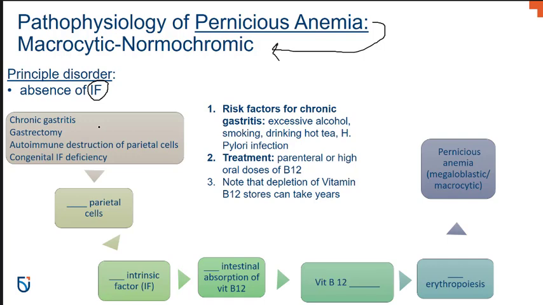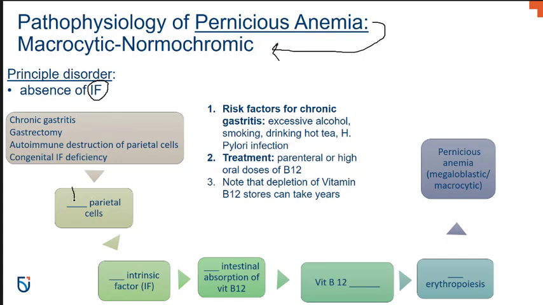Gastrectomy: if somebody has part or all of their stomach removed, then they have less or no cells available to produce the intrinsic factor. There is an autoimmune condition where the body attacks its own parietal cells, and if the parietal cells have been attacked, they can't produce intrinsic factor. And then you can be born with an intrinsic factor deficiency where those parietal cells just do not normally produce enough intrinsic factor. So that's a congenital, or being born with, example rather than an acquired example, as can be the others.